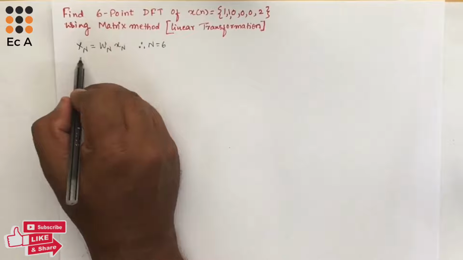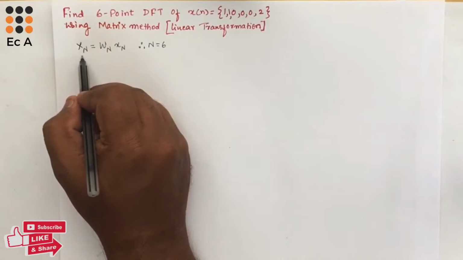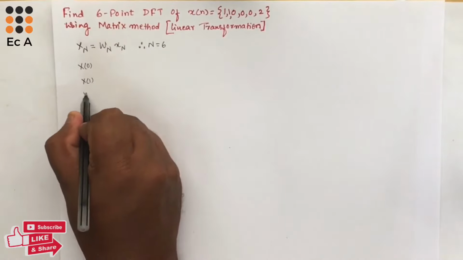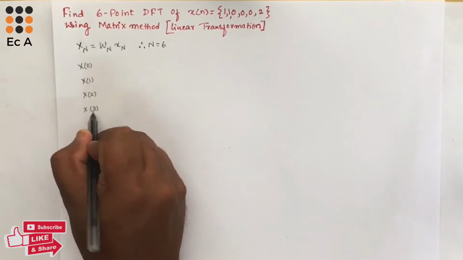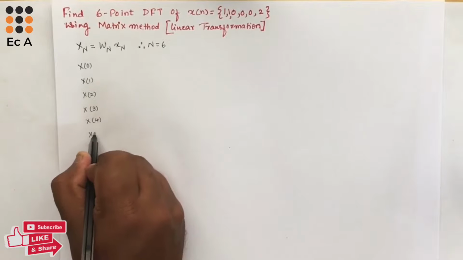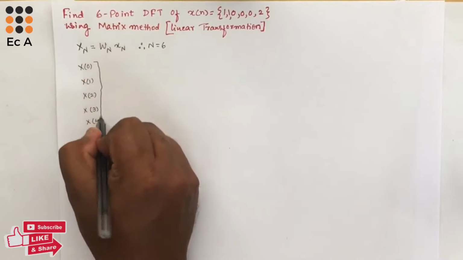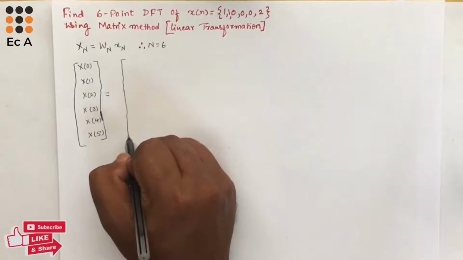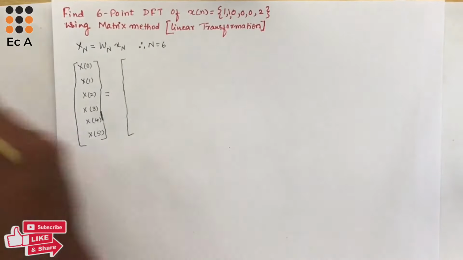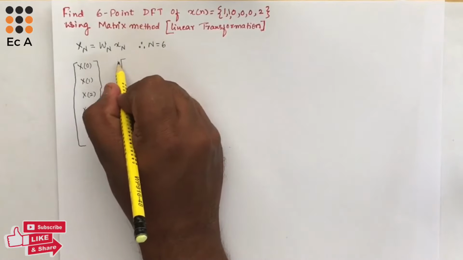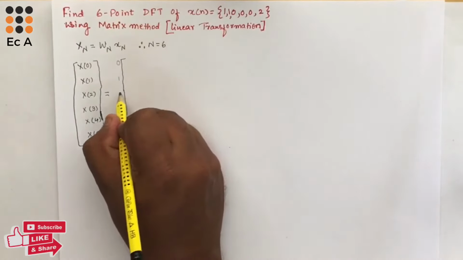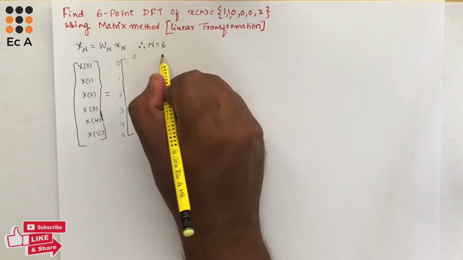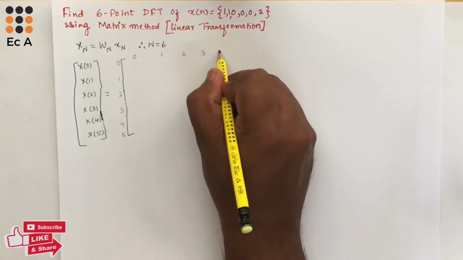Now let us write the matrix for this. First we need to write a 6 cross 1 matrix. So we will write x of 0, x of 1, x of 2, x of 3, x of 4 and x of 5. This will be equal to the matrix for the Twiddle factor WN, which will be a 6 cross 6 matrix. To write that matrix, you write here 0, 1, 2, 3, 4 and 5, and here you write 0, 1, 2, 3, 4 and 5.